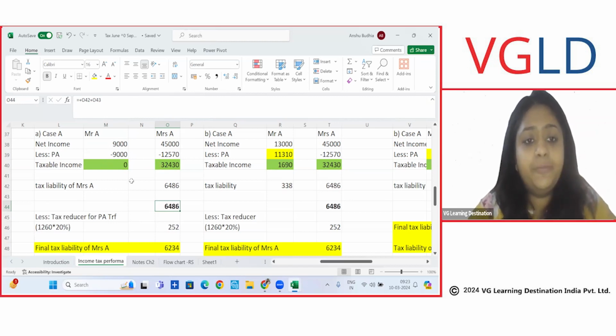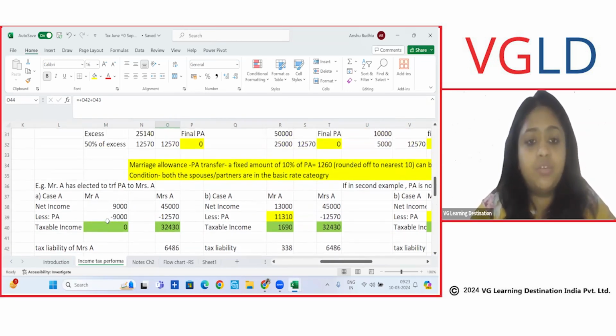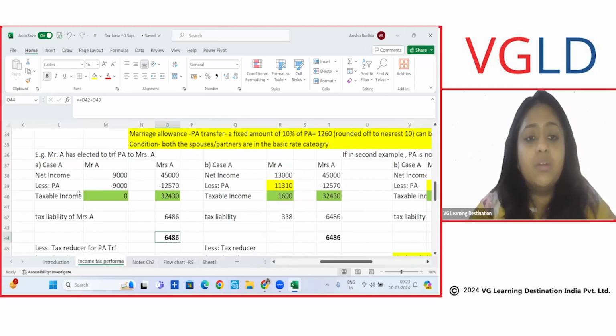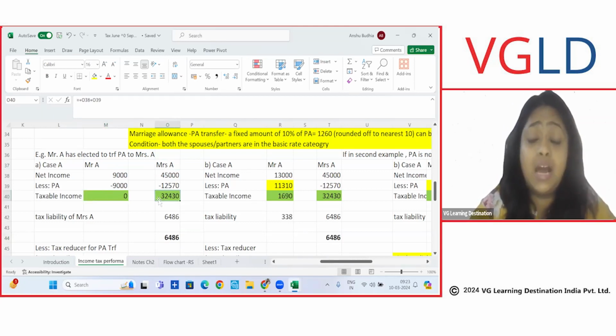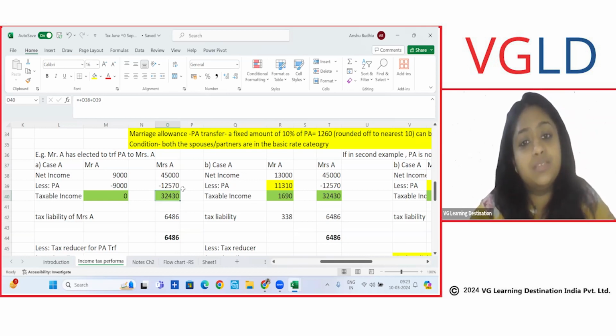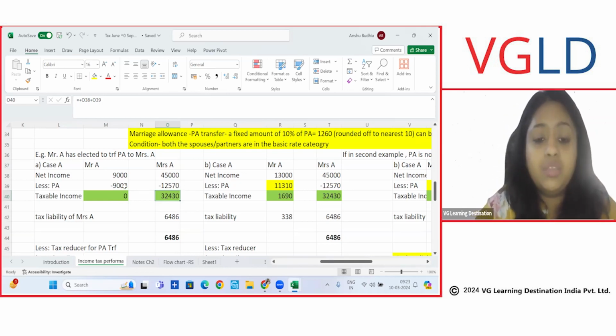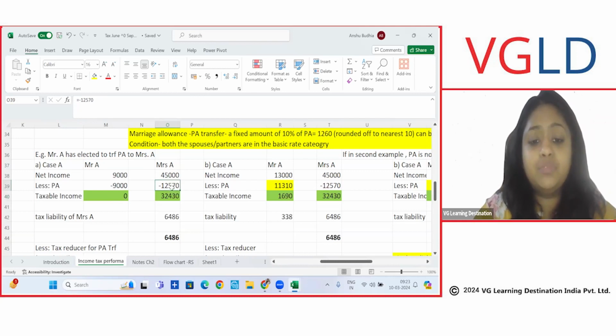Now, I have taken the concept of tax reducer also. I'll explain that. Please see the taxable income for both of them. Are they in the basic rate category? Please check. Taxable income of Mr. A is 0 and Mrs. A is 32,430. Yes, they are in the basic rate category. So can Mr. A transfer PA to Mrs. A? Yes, he can. How much? 1260. Now that will not be transferred in a way that this will increase.